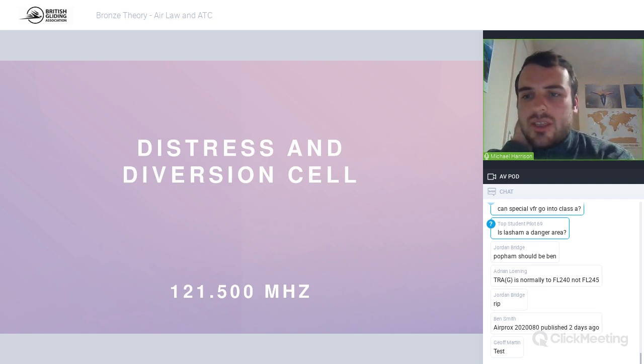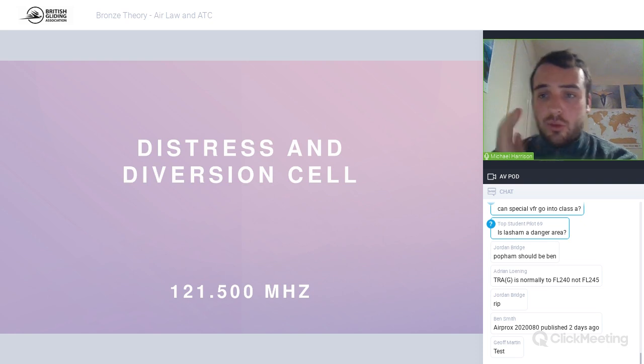In most countries, that's not manned by any particular controllers. It's just sort of monitored in the background by controllers doing other things. In the UK, we have RAF controllers whose sole job is to monitor the DND cell, and they will do everything they can to help you in an emergency. You also do not need a radio license to call this frequency. So anybody, whether they have a license or not, please do call it if you need any help.